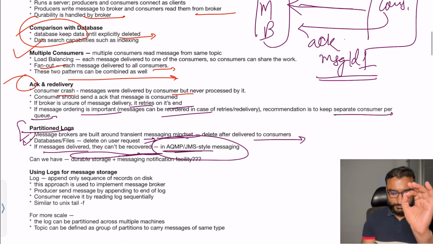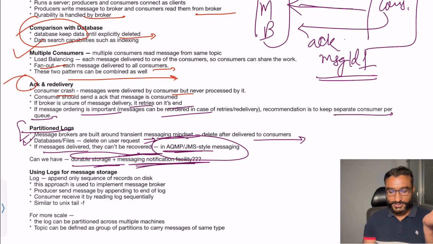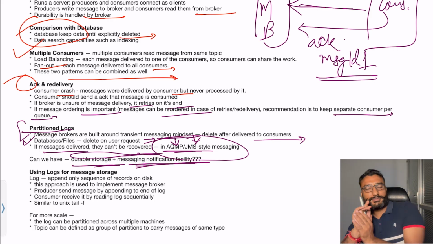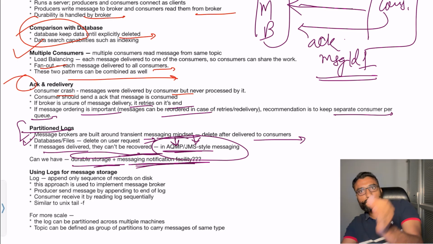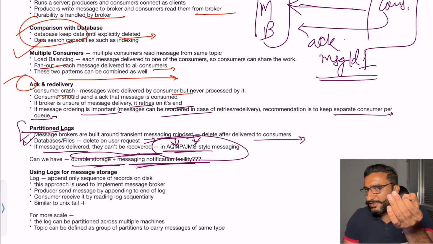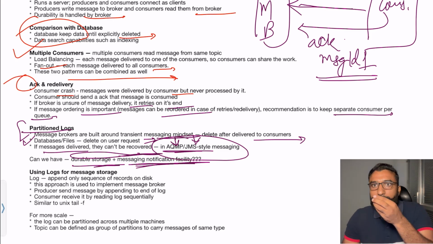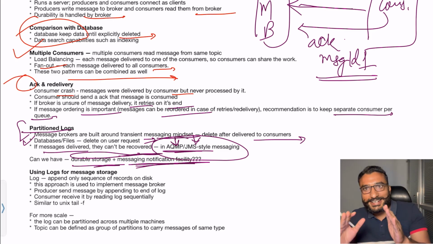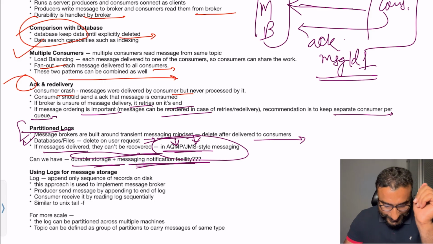Now, can we have durable storage plus message notification? You want this AMQP or JMS style messaging, plus some kind of durability. Instead of removing the messages once they are delivered, you still want to keep the messages for some time, let's say 14 days. This is a time which you can configure. For Amazon SQS it's 14 days. For Kafka I think it's configurable, and you can keep the messages as long as your disk is not full.